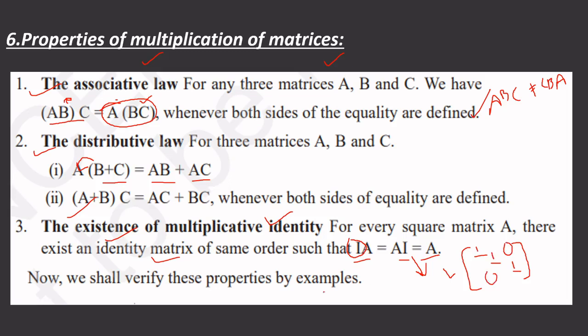Okay, and the rule says that if A is any matrix and is multiplied with this identity matrix, there is no difference in it. If A is multiplied with this identity matrix, the resultant is also A.